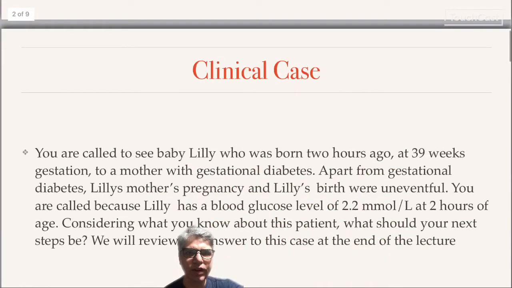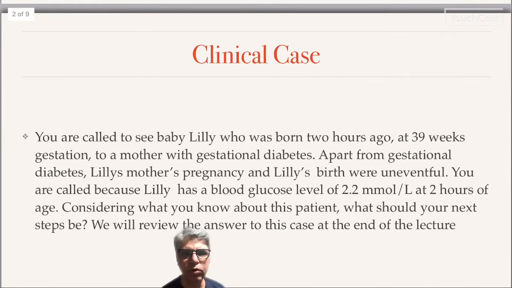Now you are on your NICU rotation and you are called to see a baby, Lily, who was born 2 hours ago at 39 weeks gestation to a mother with gestational diabetes. Apart from gestational diabetes, Lily's mother's pregnancy and Lily's birth were uneventful. You're called because she has a blood glucose level of 2.2 millimoles at 2 hours of age. What would be your next step in this particular case? We will review the answer to this case at the end of the podcast.